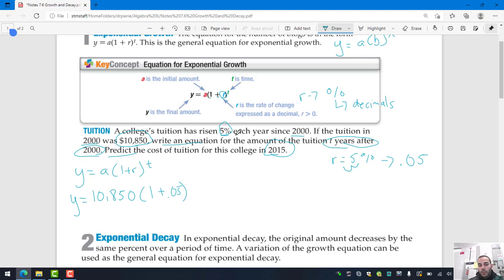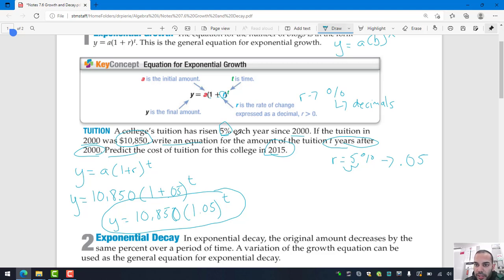And then we want this equation to be able to plug in any amount of time that we want, so we'll just call this to the t power. Clean this up a little bit, and your equation should be y is equal to 10,850 times 1 plus 0.05, which is 1.05, raised to the t power. This is the equation that models the scenario. We can plug in any amount of time and solve for the cost in that given year.